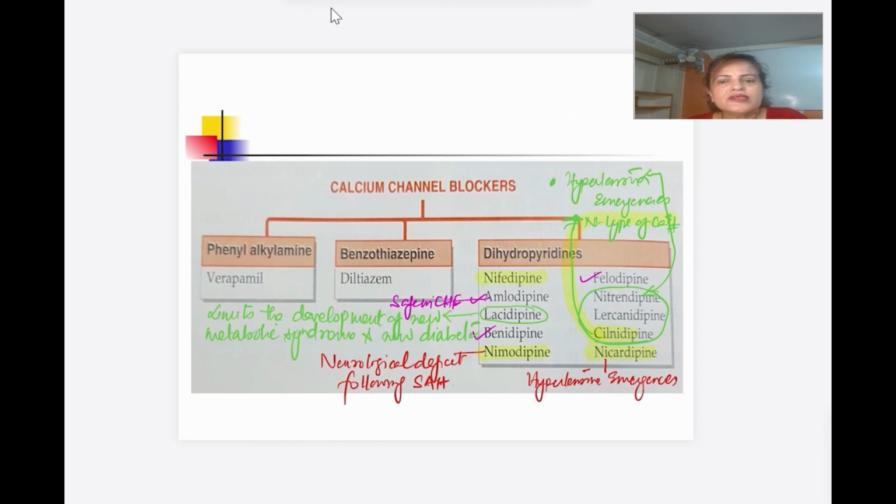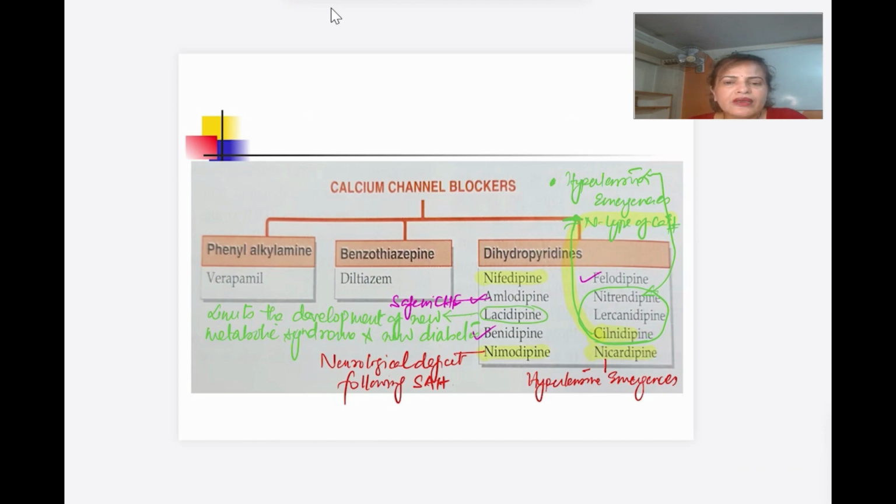Now dihydropyridines, there is a long list. Here you can see the highlighted ones in yellow color, they are the short acting. Clinidipine is not included; there are three: nifedipine, nimodipine and nicardipine. They are the short acting.